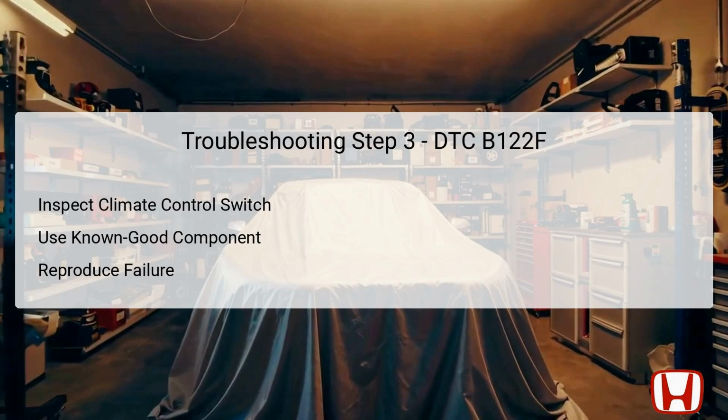If the new switch successfully resolves the issue and the DTC no longer appears, it indicates that the original climate control switch was indeed faulty. However, if the failure persists, the problem may lie within other components related to the climate control system, necessitating further investigation. This systematic approach ensures that each component is accurately assessed for functionality and reliability.